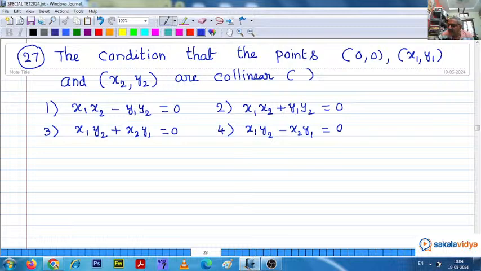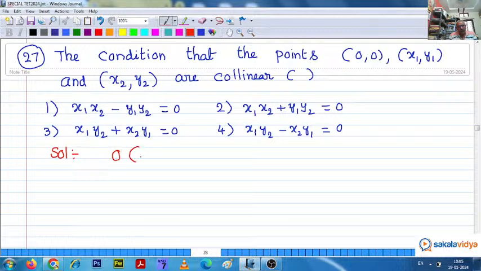That means if these 3 points are collinear, then find the condition. So that means this problem can be done two ways. First, if the 3 points lie on the same line, means the area formed by the 3 points is 0. Area of the triangle formed by these 3 points is equal to 0. So otherwise, for example, first point is O, second point is A, third point is B. Slope of OA is equal to slope of OB. So we can do like that also. So generally the slope concept we can make use of.